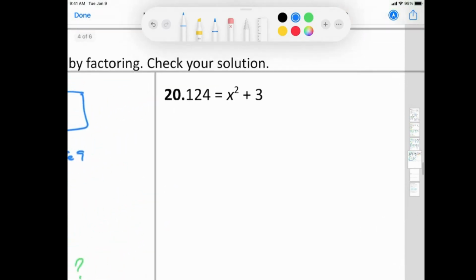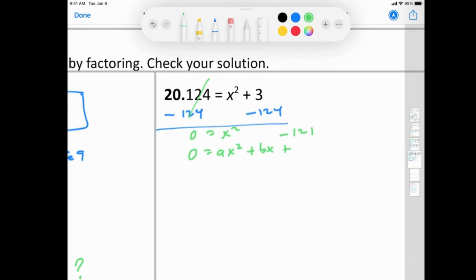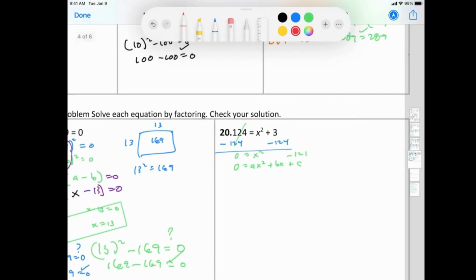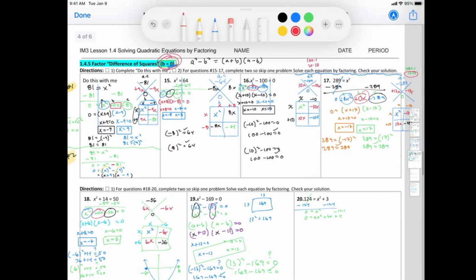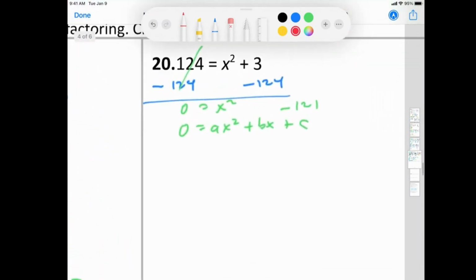Ooh, look at this one. How do I do it? Alright, I'm going to subtract 124. You're going to get 0 equals x squared minus 121. Remember, we're trying to get it where the b value is, we said, way up here equal to 0. That's why it's called difference of squares.